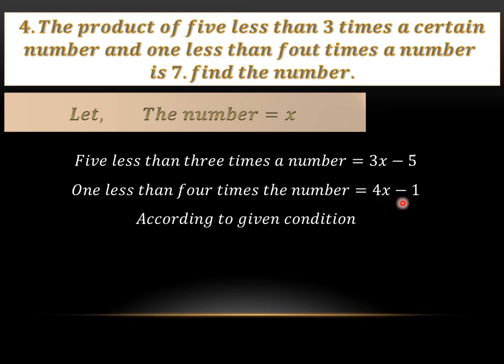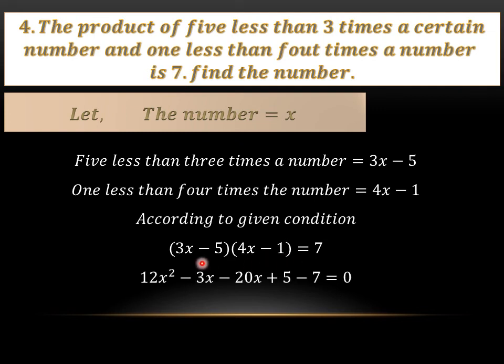According to the given condition, these two should be multiplied with each other and the answer will be 7. So I will write them in brackets because they are multiplying with each other and the answer is equal to 7. Multiply the brackets. 3x into 4x will become 12x square. 3x times minus 1 will become minus 3x. Minus 5 into 4x will become minus 20x and minus 5 into minus 1 will become plus 5. Taking 7 to the left side, it will become minus 7.